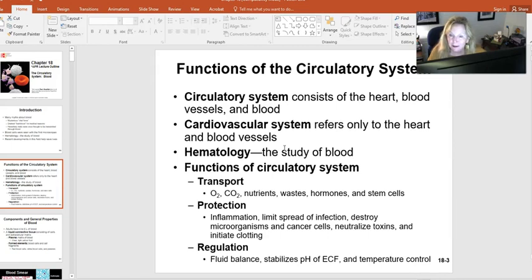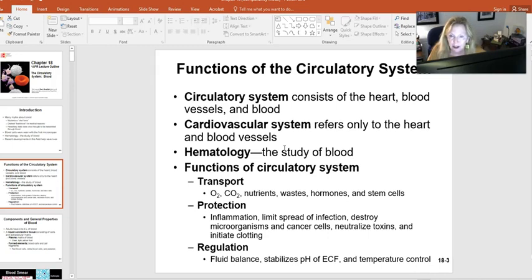gotten into the study of hematology. But how much volume, fluid volume, your blood actually has is going to be directly related to your blood pressure. So the higher your blood volume, the higher the pressure being exerted on the vascular walls of those blood vessels. So controlling blood pressure, fluid balance, stabilizing pH, all of these functions are functions of blood.